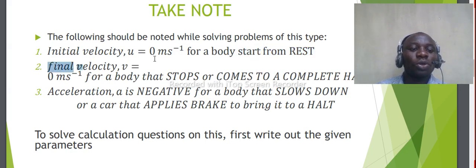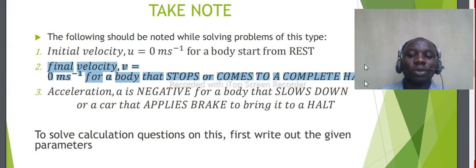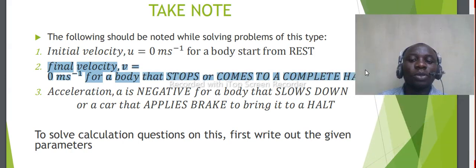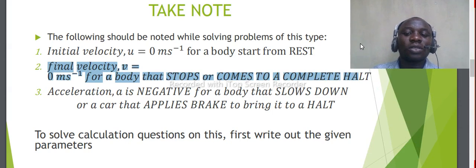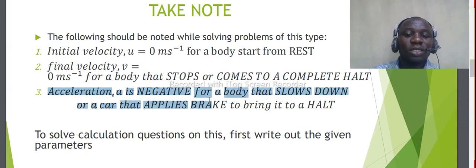2. The final velocity v is 0 for a body that stops or comes to a complete halt. So when a body comes to a complete halt, the final velocity is 0. 3. Acceleration is negative for a body that slows down or a car that applies its brakes to bring it to a halt.